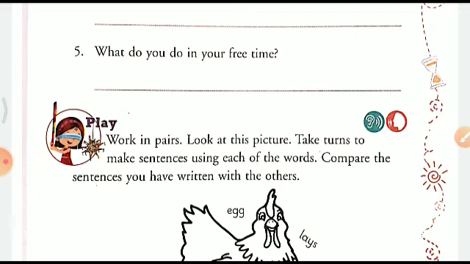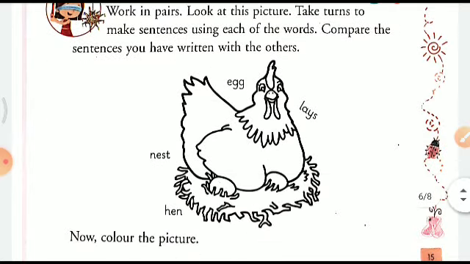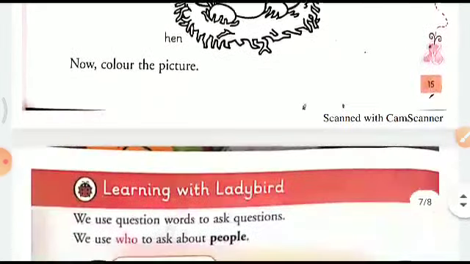Now this is an exercise. Work in pairs. Look at the picture. Take turns to make a sentence from each of the nouns which are there. And now you have to color the picture.